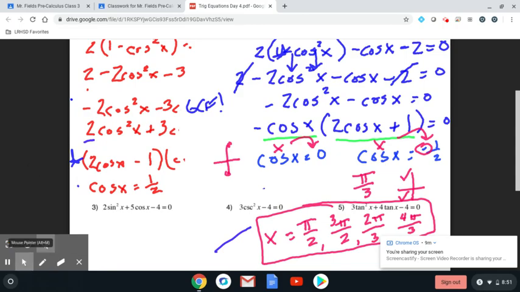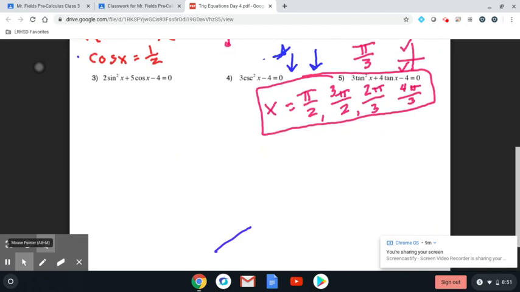All right, so let's go on to number 3. So obviously got to erase some of this stuff.